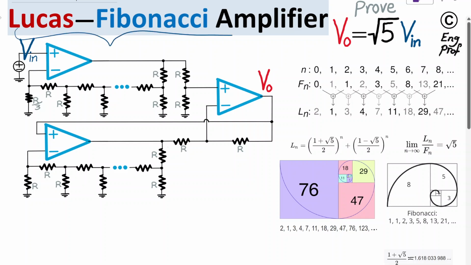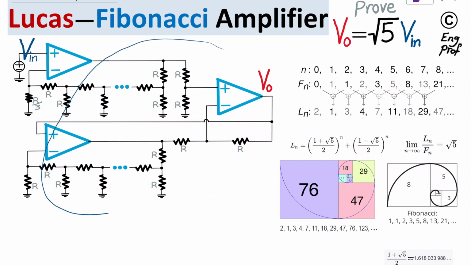A Lucas-Fibonacci amplifier, related to the golden amplifier, is shown here with Vin at the input of the circuit and Vout at the output, with an infinite resistive network, as you can see from the ellipsis, both up and down side of the circuit. We want to show that Vout appearing at the output of the circuit is equal to rad 5, or square root of 5, times Vin. Basically, this circuit with an infinite resistive network is realizing a finite gain of square root of 5. Okay, how's that possible?